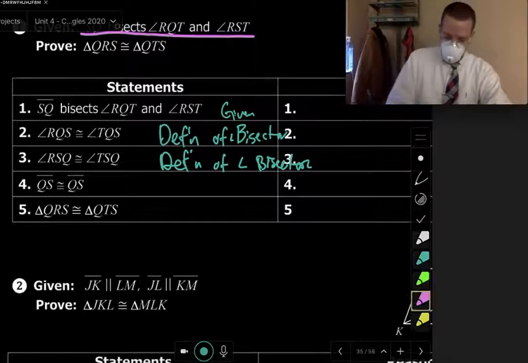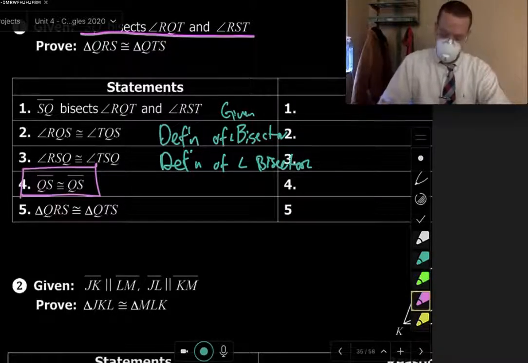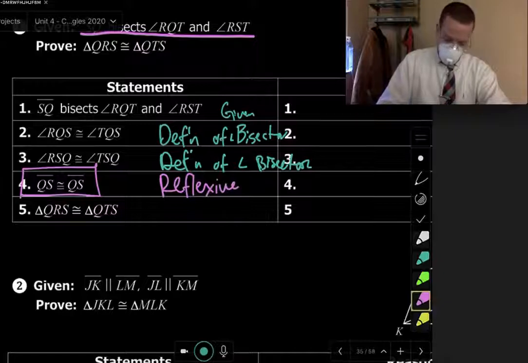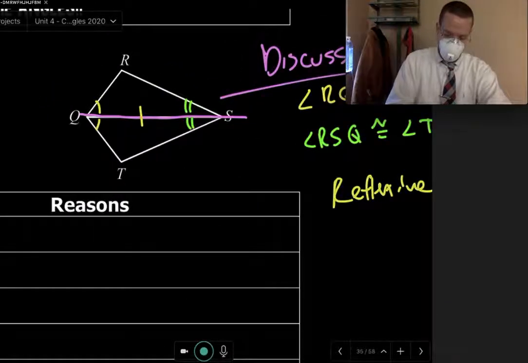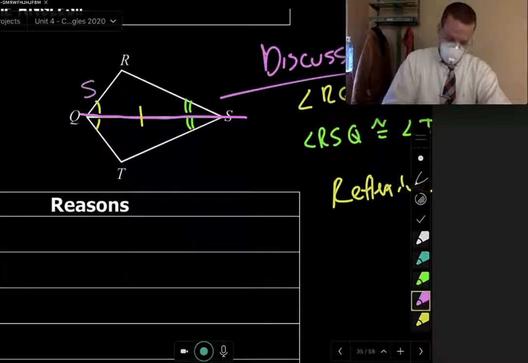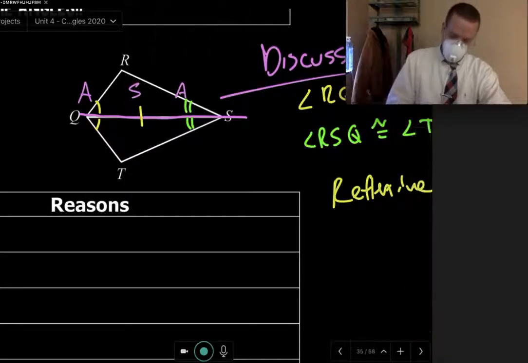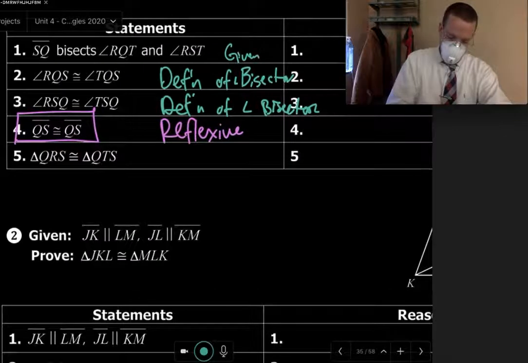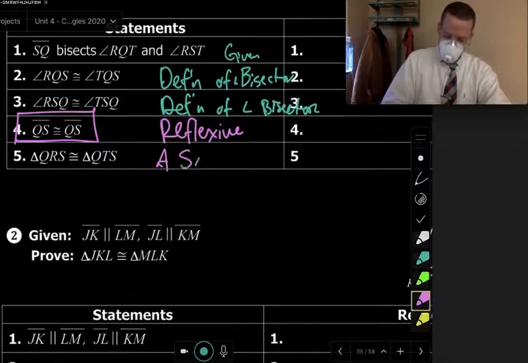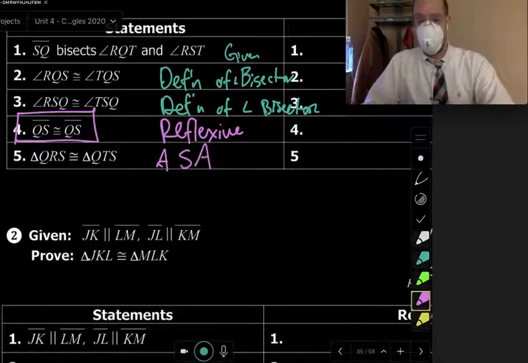And then finally, we have QS is congruent to QS. So QS is looking at itself in the mirror. This is reflexive. And so here we go. Now we have our angle, side, angle. These two triangles are congruent. Why? Because of angle-side-angle triangle congruency.